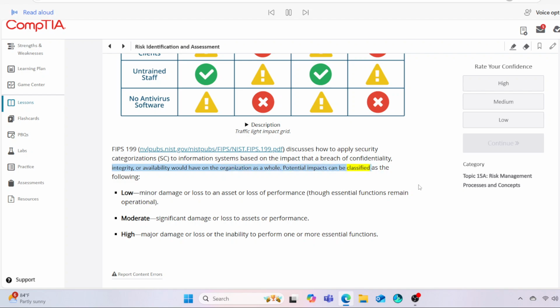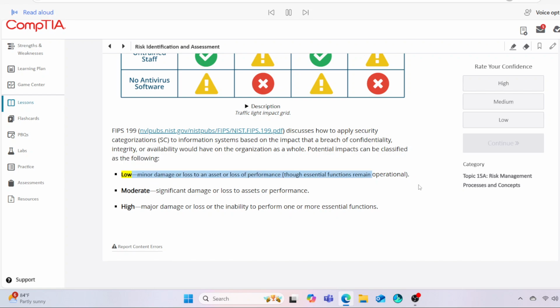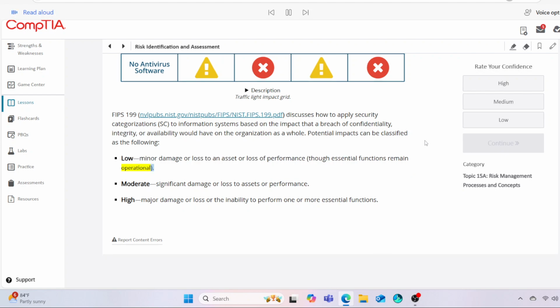Potential impacts can be classified as the following: low, minor damage or loss to an asset or loss of performance, though essential functions remain operational. Moderate, significant damage or loss to assets or performance. High, major damage or loss or the inability to perform one or more essential functions.